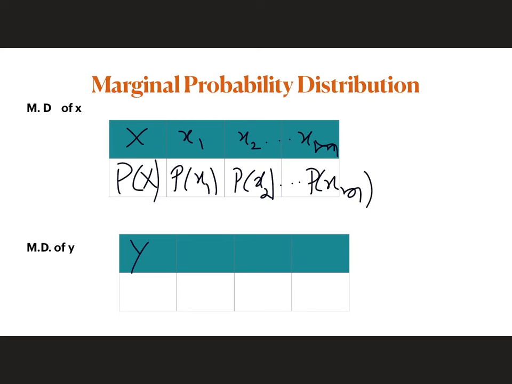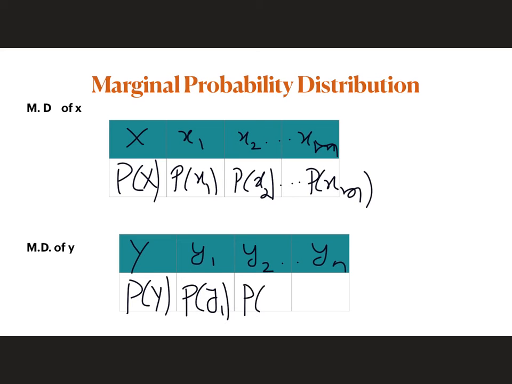Then similarly for y, we note down y1, y2, and so on up to yn. The probability function from the joint distribution table is the last row, and this is the last column. So that is py1, py2, and so on up to pyn. These two are called the marginal distributions of x and y.